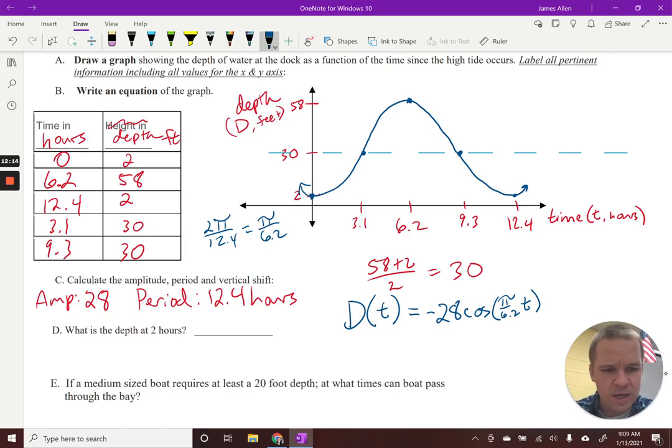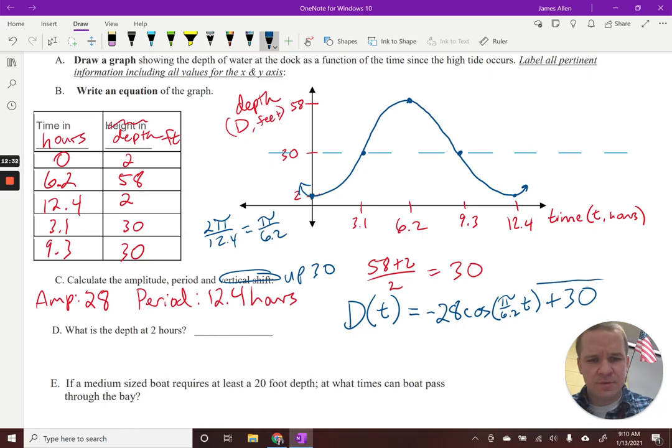And then, let's see here. We got plus, right? And our midline was at 30, right? That was our vertical shift. And it did ask for that right here. So that was up 30. Okay. I like it. I think we're pretty solid there on our equation.